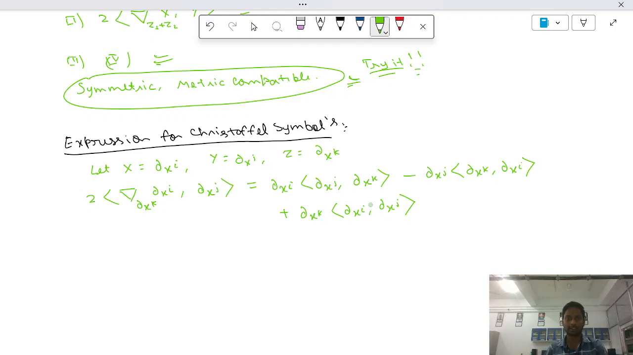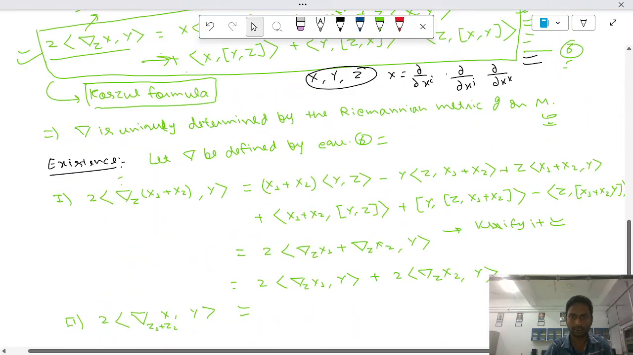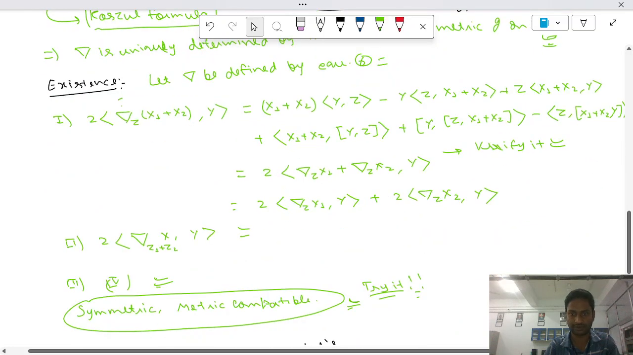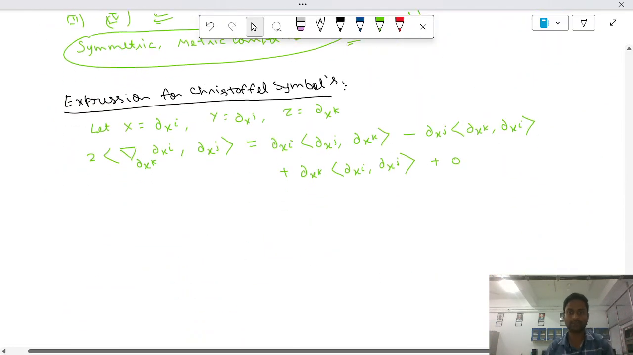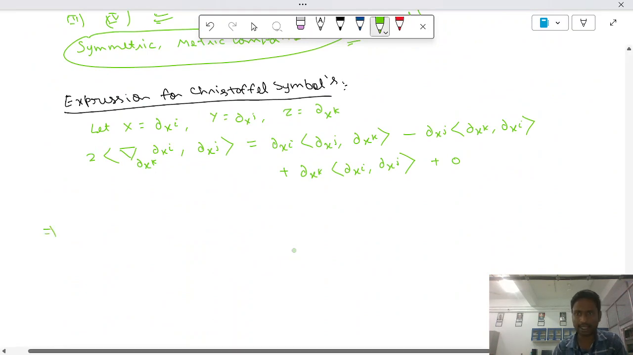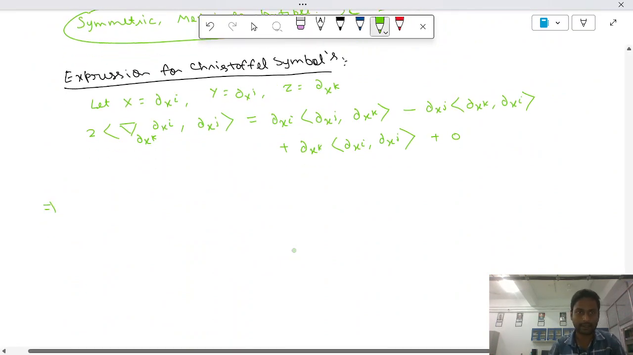And what about the other terms? Well, they will be 0. Why? Because those other terms involve the Lie bracket, and the Lie bracket of the basis vector fields is 0. So the entire inner product is 0. So we don't need to worry about those terms. We simply have these terms. What else can we do in this? As before, we have done this a lot of times.